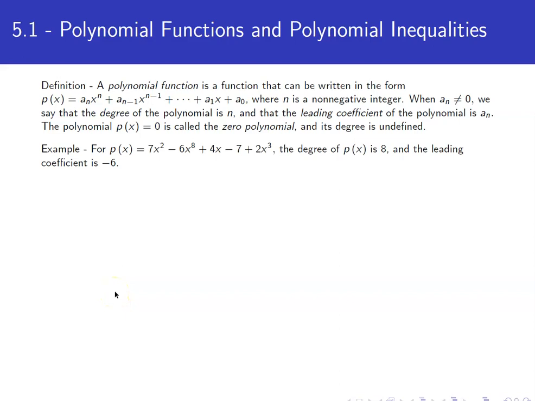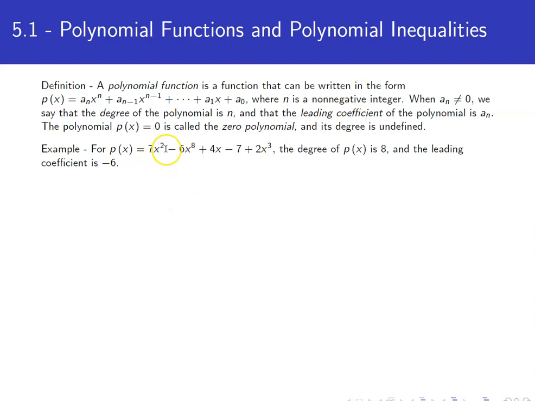So let's look at an example. If we have the function p of x equals 7x squared minus 6x to the 8th plus 4x minus 7 plus 2x cubed, we see that this really is a polynomial. We haven't written it in what looks like a standard form, right? Because our powers are not decreasing. But it's still a polynomial because, again, it fits all the characteristics that we want.